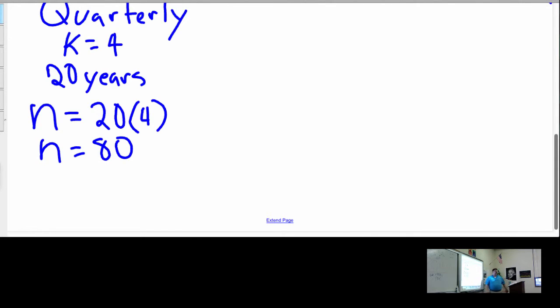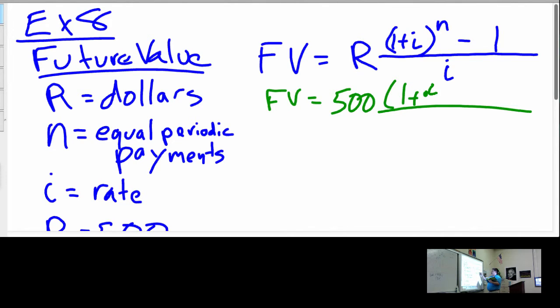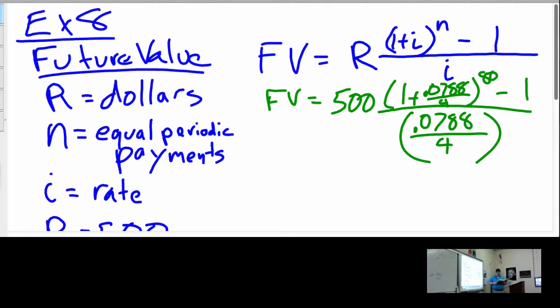Now, if you look at that, that's identical to the other formula that we use, and you'll see when I plug this in. So if I go to plug this in, we should get something that looks like this. Our future value is 500 times the quantity 1 plus 0.0788 all over 4 raised to the 80 minus 1 all over 0.0788 divided by 4. Okay?